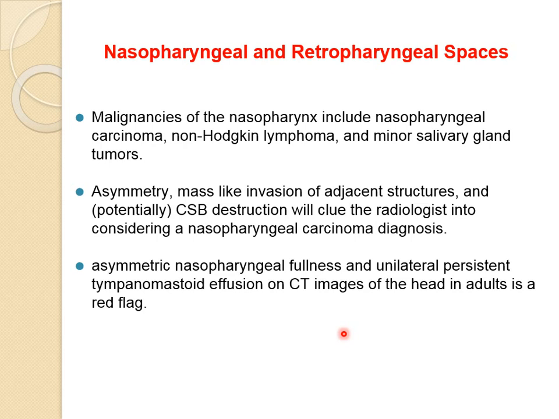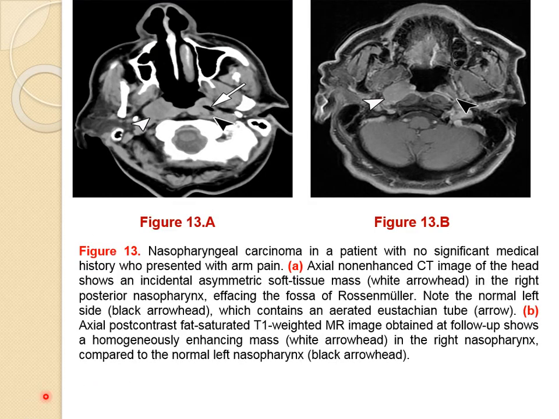Malignancy can also be involved, such as nasopharyngeal carcinoma, non-Hodgkin lymphoma, and minor salivary gland tumors. If there is asymmetry between the nasopharyngeal spaces, on CT we see mass-like invasion of adjacent structures and central skull base destruction, which clues the radiologist into a diagnosis of nasopharyngeal carcinoma. Any unilateral opacification of the mastoid air cells should prompt you to look at the nasopharyngeal cavity, because it is a high-risk finding, especially in older age groups and smokers.